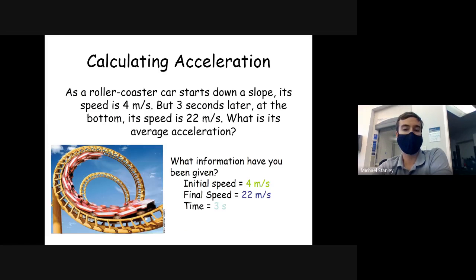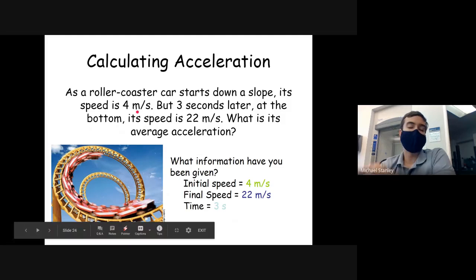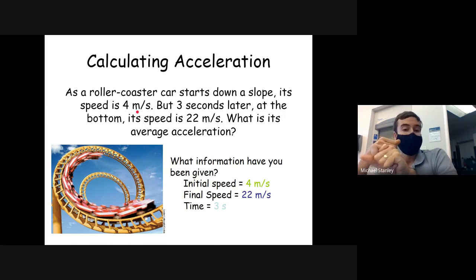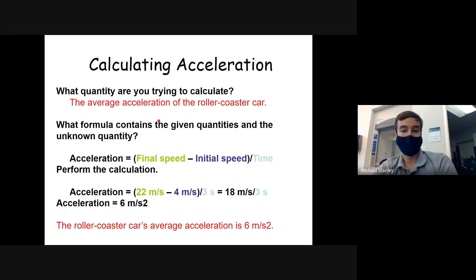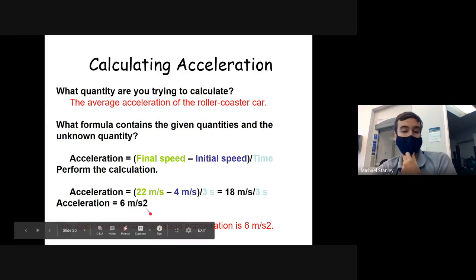So it started off at 4, and then 1 second later, it was at 10, and then 1 second later, it was at 16, and 1 second later, it was at 22. So each second that passed by, our speed went up by 6 meters per second. And that's what this meters per second squared refers to. How quickly is our speed changing?